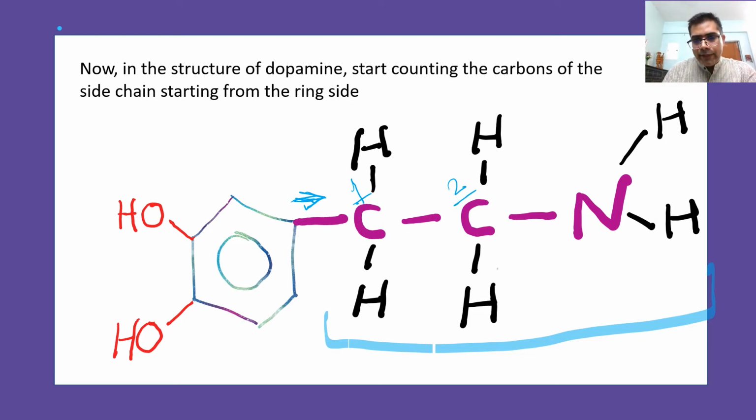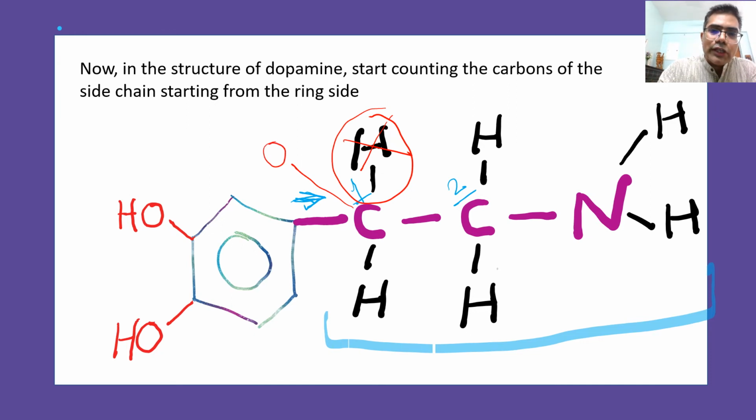Now in carbon number 1, you can see there are 2 hydrogens. Out of these 2 hydrogens, what we have to do is replace one hydrogen. You remove this one hydrogen, and we have to replace this hydrogen with an OH group, right?